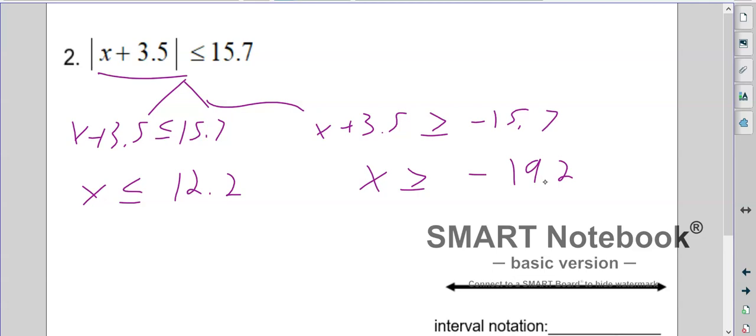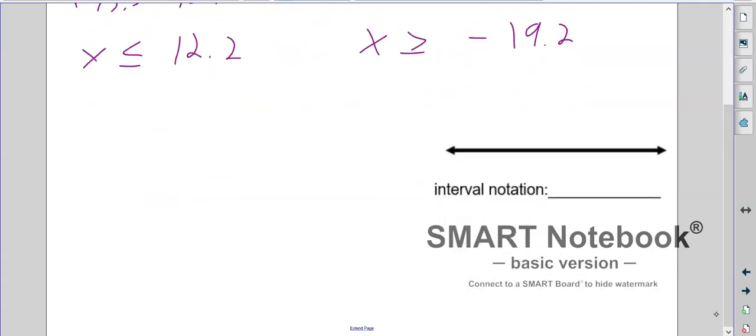All right. So now my graph, I'm going to put negative 19.2 here and 12.2 here. And then solid dots, and it's in between. And this is simply bracket, because it is a solid dot, negative 19.2 to 12.2. Brackets on both ends because it is greater than or equal, less than or equal.